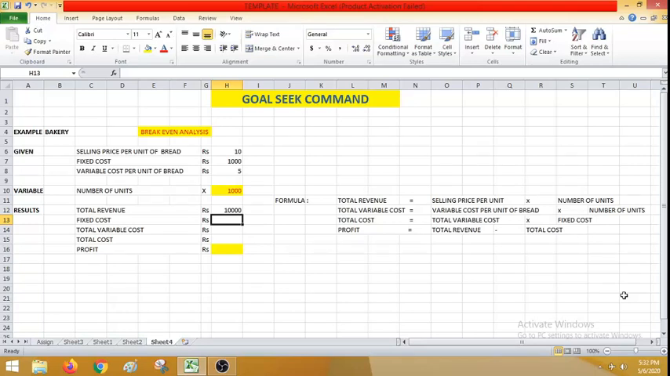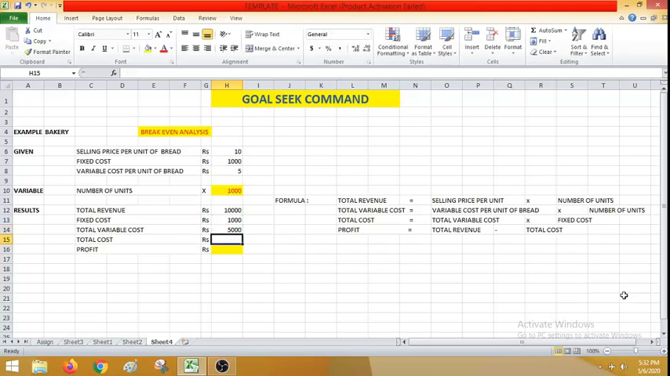So what is fixed cost? Fixed cost is already given there. Whether you operate the shop on a day or not, the fixed cost is going to be 1000. I have taken that. Then what is going to be the variable cost? The variable cost is the variable cost per unit of bread multiplied by how many units of bread are going to be sold on a day, that is 1000. So the variable cost is 5000.